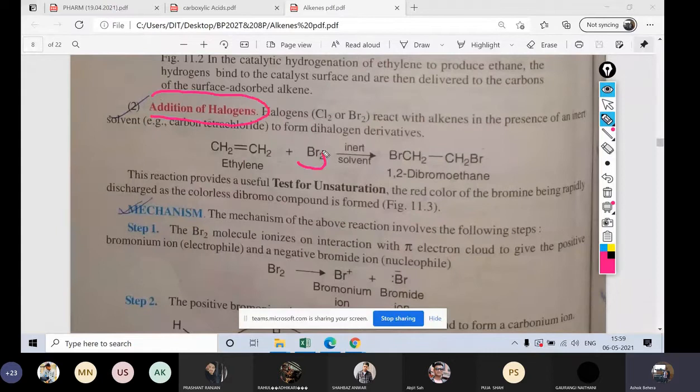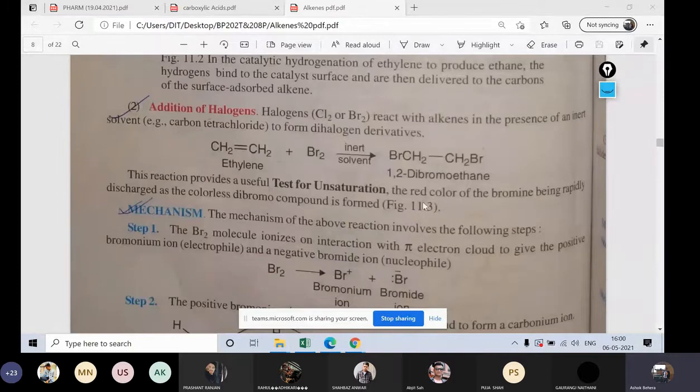You are going to add bromine. So this is a test for unsaturation. Red color bromine rapidly discolors to the colorless dibromo compound. This is done in an inert solvent, carbon tetrachloride, which basically dissolves the alkene. That's why carbon tetrachloride is the preferable solvent for alkene, please remember.